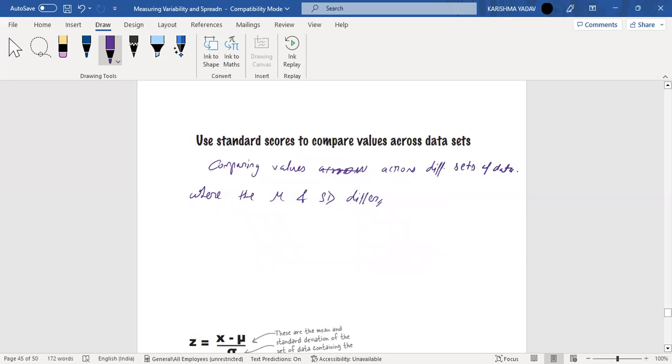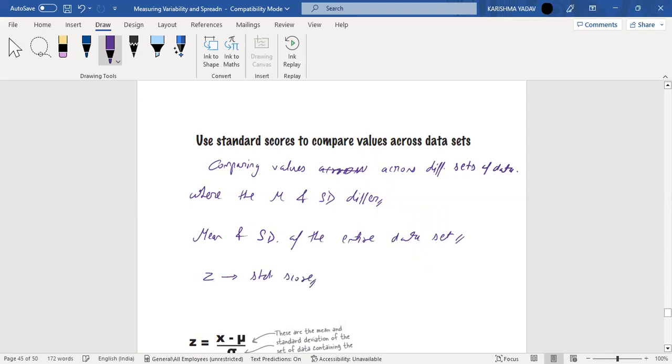Now you find the standard score by using the value of the mean and standard deviation of the entire data set. We are going to use the standard deviation and mean of the entire data set, and the standard score is normally denoted by Z. This is the notation for the standard score.